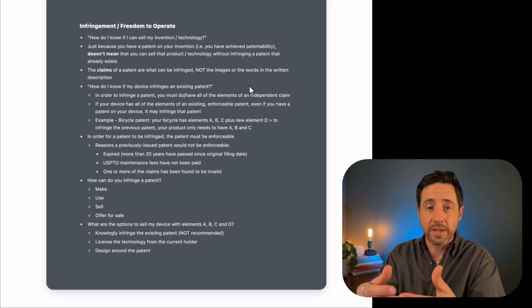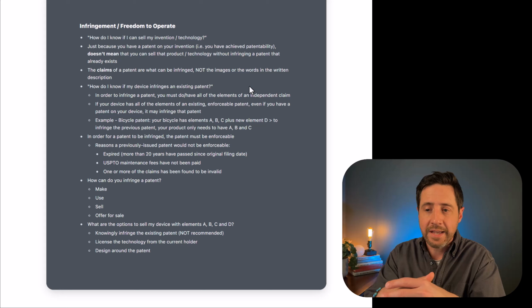And in this example, in theory, if you started selling your bicycle, there's a good chance that you would be infringing that patent that's already out there that you found, because that patent still has elements A, B, and C, and the device you're selling has elements A, B, and C. So how do you know if a patent is infringible, or if a patent is enforceable?